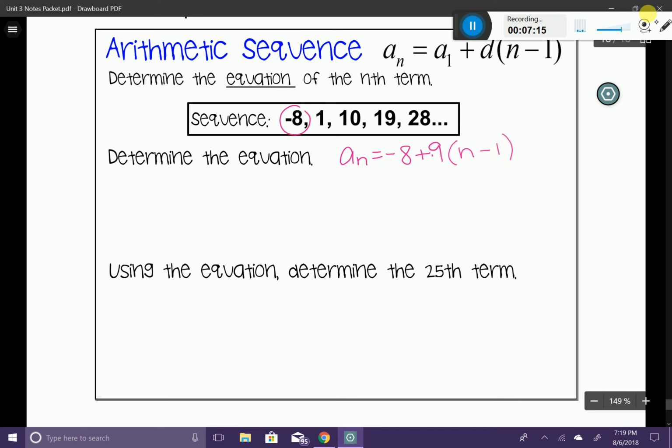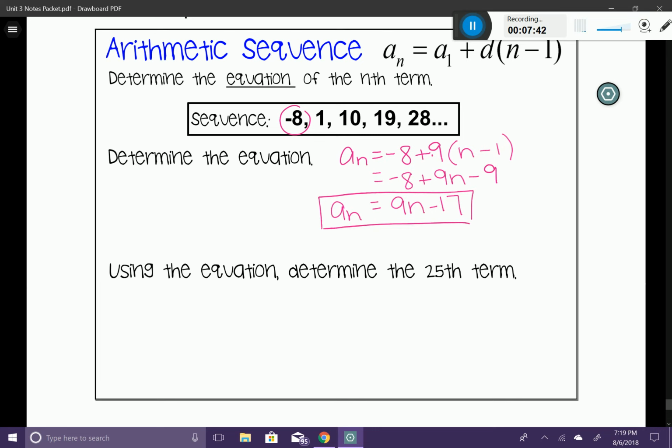Now let's simplify using the distributive property. -8 plus 9n minus 9. Now you can see here that I'm not quite done because I'm not quite simplified. So that's going to be 9n minus 17. So a sub n is equal to 9n minus 17. This right here is the equation of the nth term. Now let me explain how it works. With this equation, you can determine any term in the sequence.